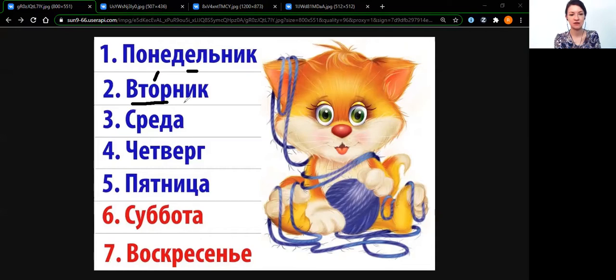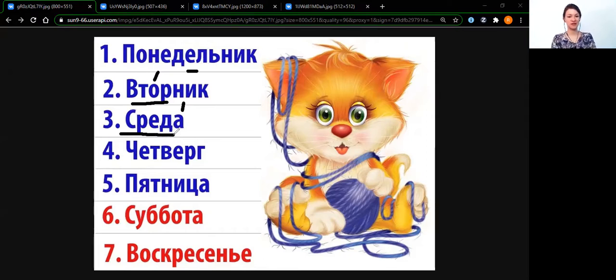Accent on A. Среда. Again, easy to remember for Slavic people because средний in Russian language means middle. And среда, Wednesday, is in the middle of the week. The same root. Средний, среда.